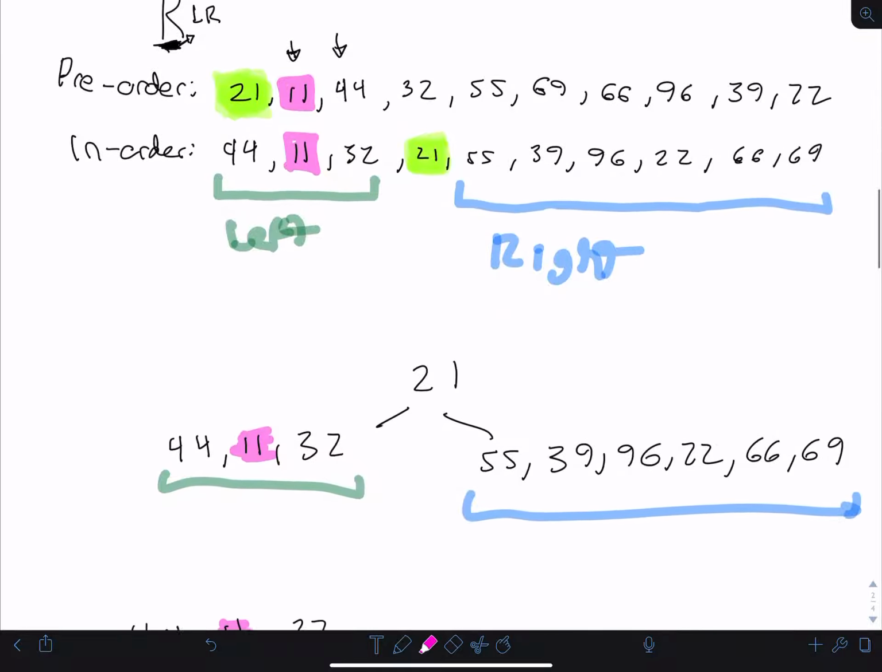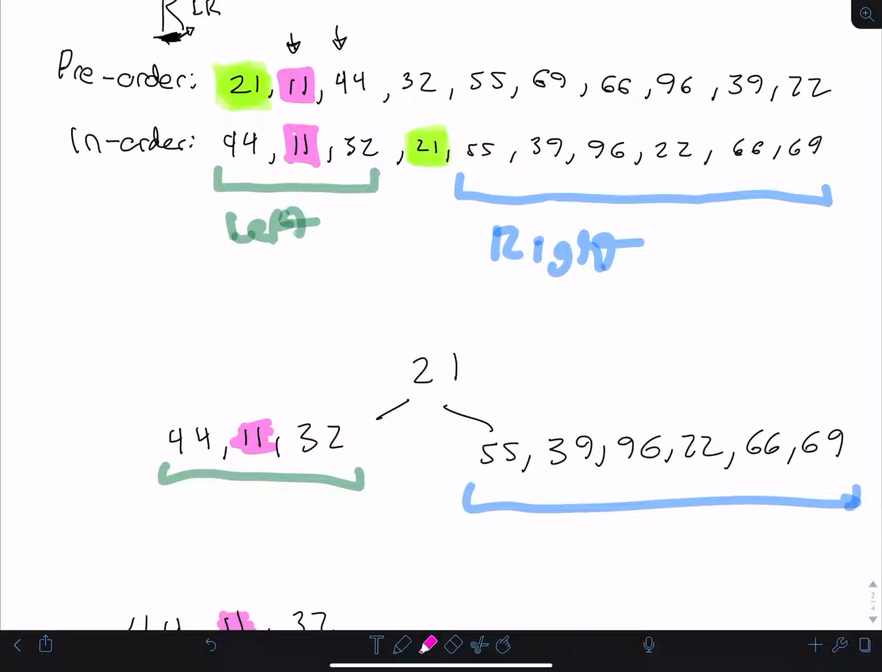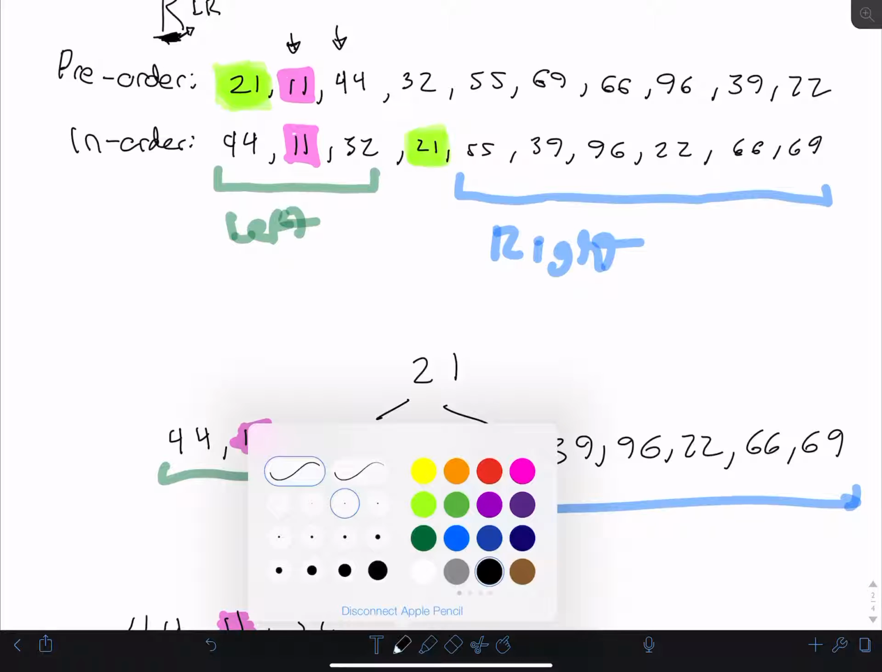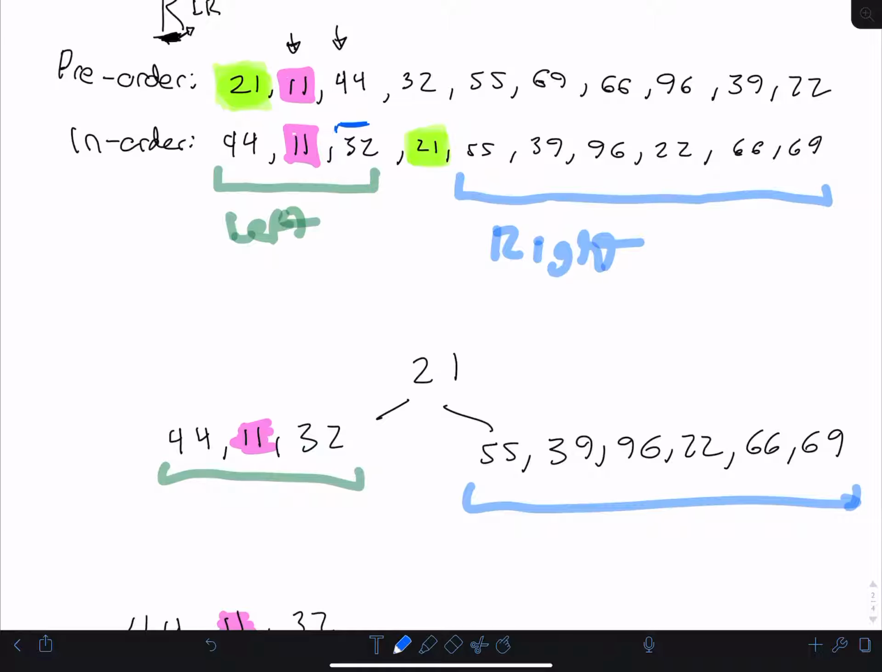Okay, so looking at that, we're looking at the subtree. On the right side, we have one number, 32. And on the left side, we have 44. And both of these are to the left side of 20, right? Because they're on the left of 20.